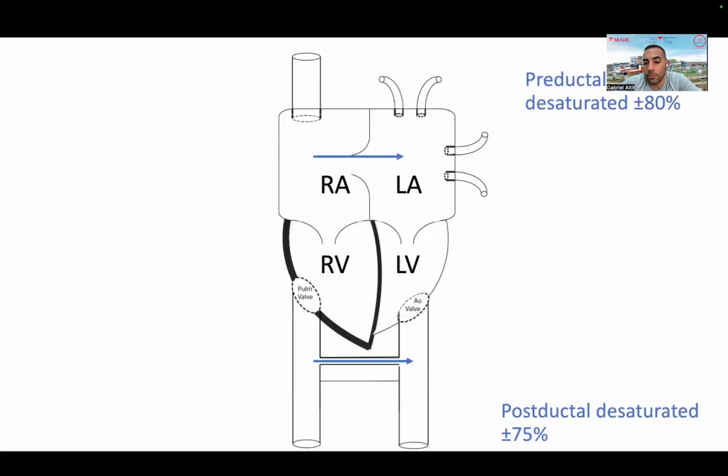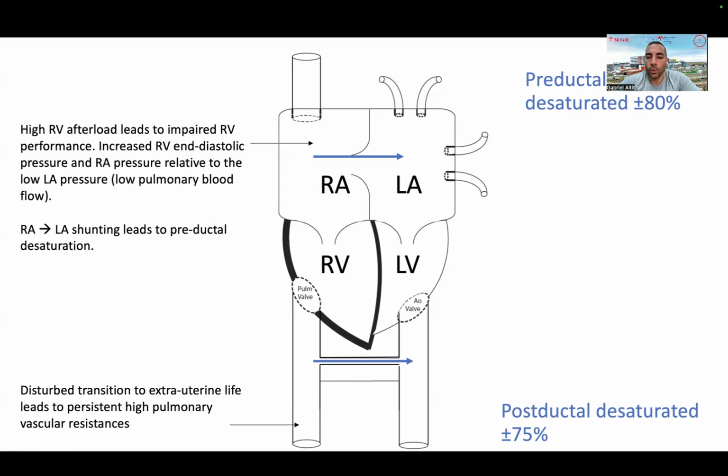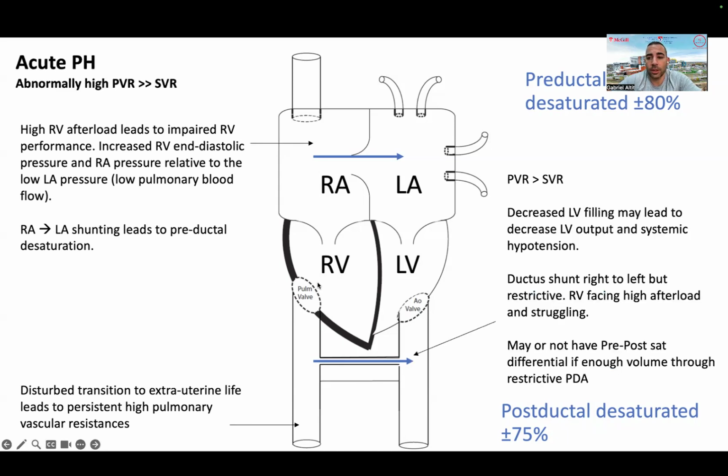Now, in the same context, you can have high PVR and this time a restrictive ductus. And these patients may have a bit less volume shunt going through the PDA and may not always present with these differentials of SAT if the amount of blue blood entering the systemic circulation at the ductal level is really a trickle. And so we do have the high PVR, we do have a right to left shunt at the atrial level, and sometimes this volume of shunt is quite excessive, especially if you get RV failure. And eventually you may or may not see these pre-postductal saturation differences.